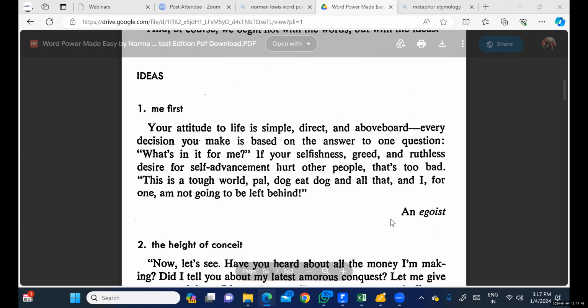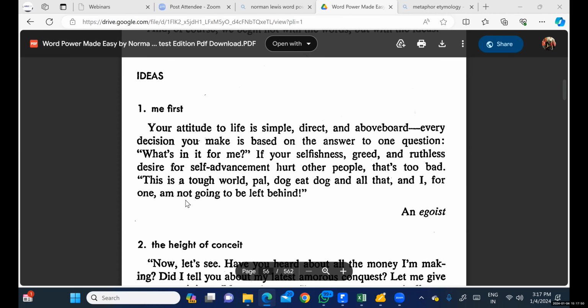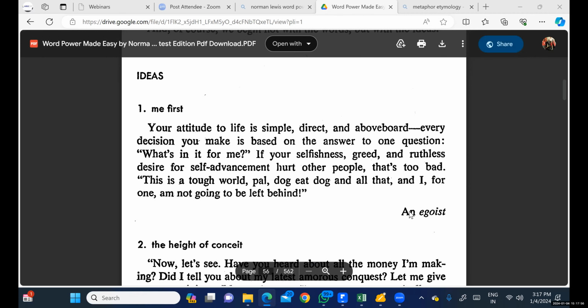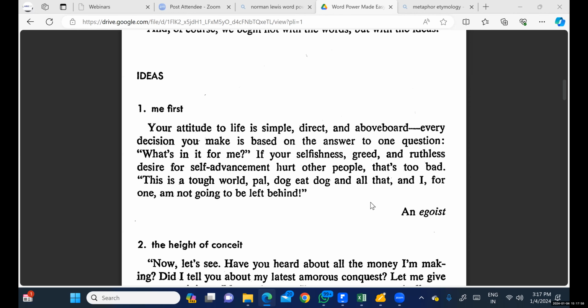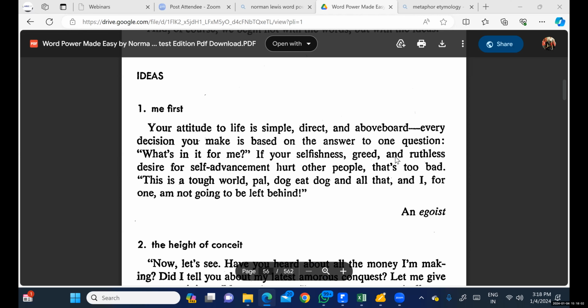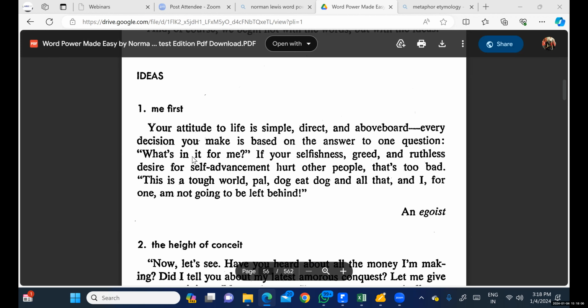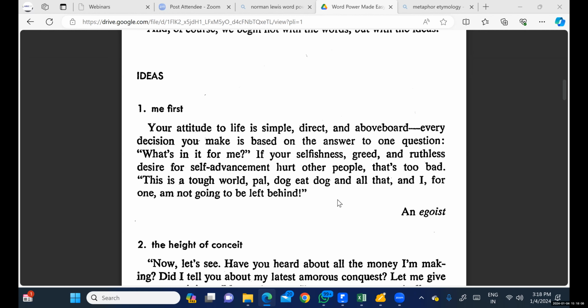And what are these people called? See, this is a tough word. Ego means self, me, I. So whenever you only think of yourself, not from the positive side, you hurt others. When you only think of yourself as a greedy person, you are called an egoist.